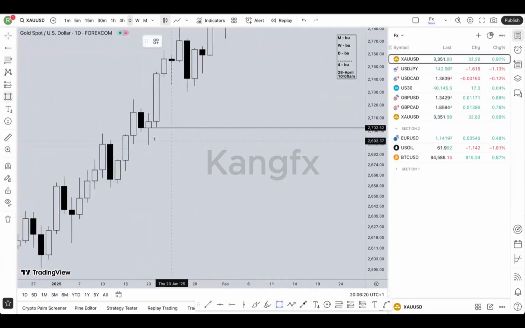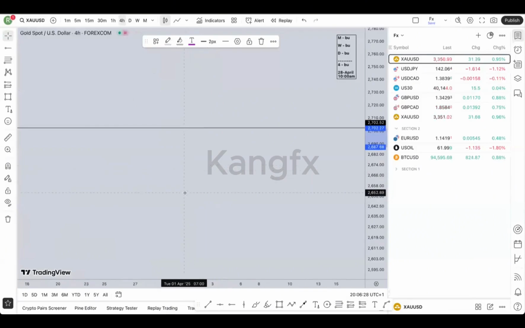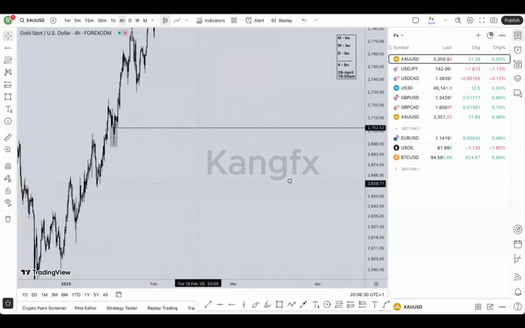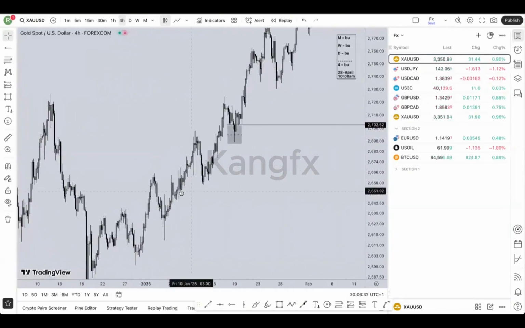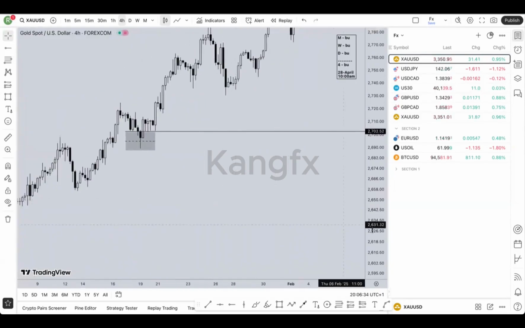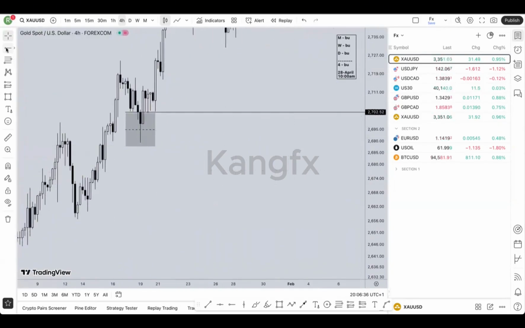Then I mark my box covering here to this end. I extend. Then go to daily 4 hour. Then what are we seeing? Still a perfect support. The market did not come to this point, but this was the perfect support. I came down here to check if I was going to see a QM, but there's no QM here.